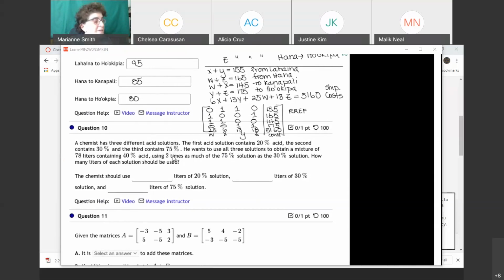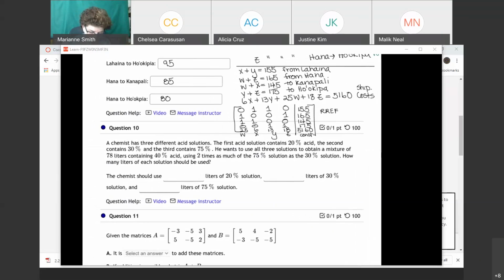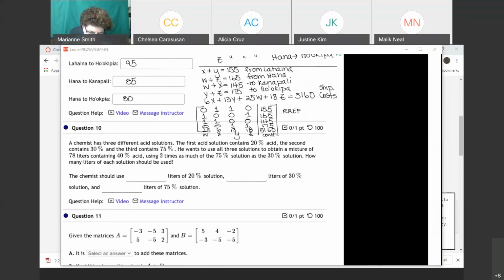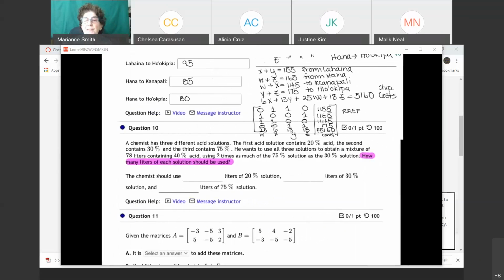Now, maybe he's got a problem. He wants to use twice as much of the strong solution as the middle solution. Maybe he doesn't have enough of the 30% solution. So how many liters of each solution should be used? Here's the question. I'll save you the trouble: it is an ecosystem of equations problem. So how many liters of each solution should be used?